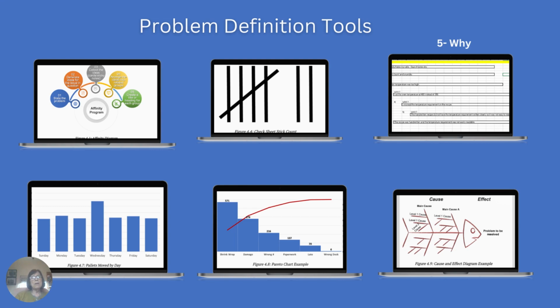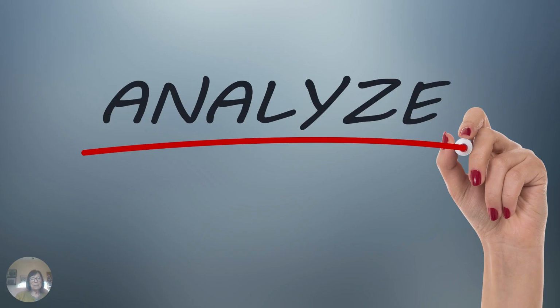We're going to talk more about 5 why analysis in our discussion questions. This is actually drilling down into why a problem happened. We have histograms, we have Pareto charts, and we have a fishbone diagram. All of those are in your reading. I'm not going to go through them in this presentation, but these are all different types of tools that can help you further define a problem. Analyze is the A in DMAIC.